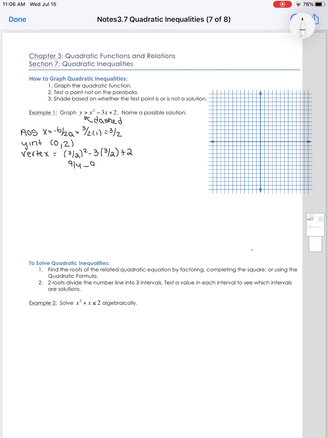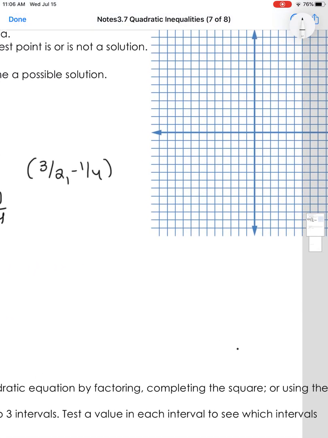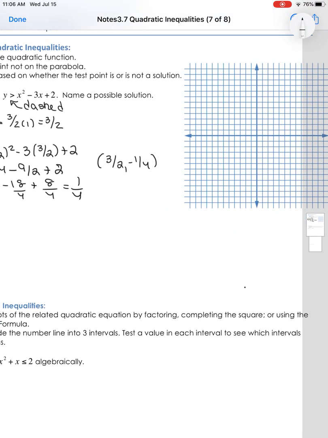And our vertex, we're then going to take the 3/2 that we got with our axis of symmetry, and we're going to sub that in so that we can get exactly where that point is going to lie on our graph. 9/2 plus 2. So if I get common denominators here without a calculator, I get 1/4. So then I get the point for the vertex as (3/2, negative 1/4).